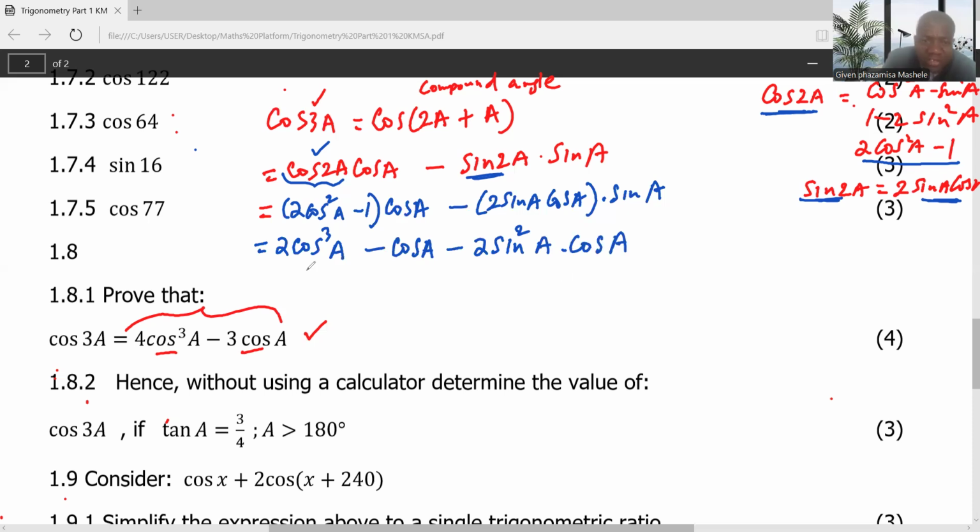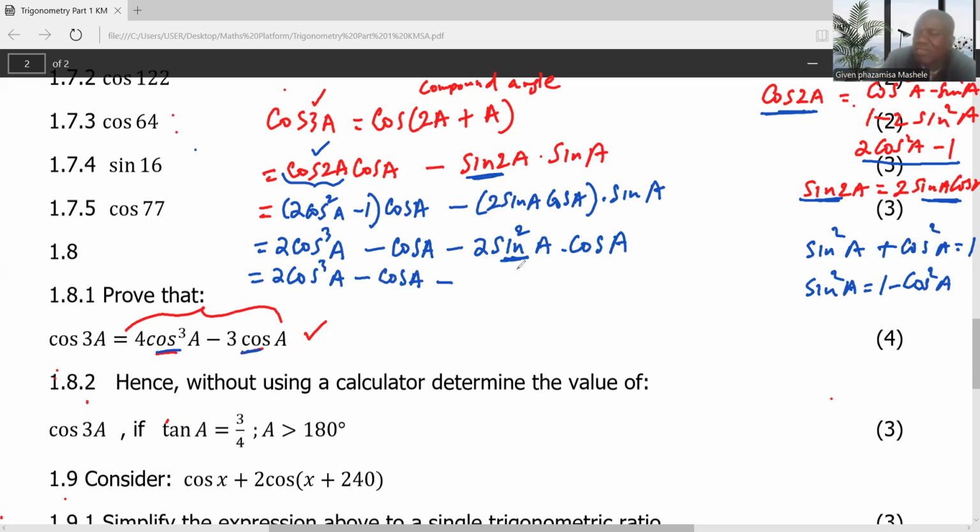But now, guys, look at this. We want to remain with cos only, and there is a problem here, sine. We can change that because we know that sine squared a plus cos squared a is 1, which means if we make sine squared a the subject of the formula, it will be 1 minus cos squared a. So we can rewrite this as 2 cos cubed a minus cos a minus 2 into, where there is sine squared a, we can put 1 minus cos squared a, but still there is cos a here. Now let us remove the brackets.